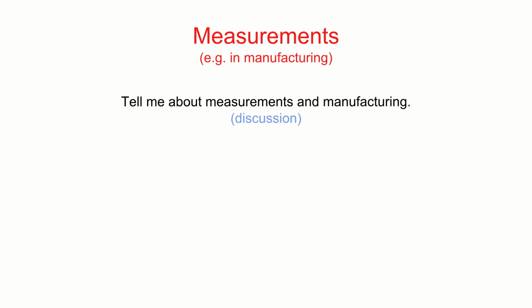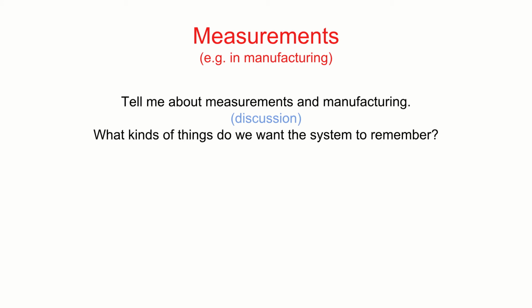Now suppose we've discussed for a while and gave it good context, but we've gotten a bit off track. We want to ask a more specific question to start the modeling process. What can we ask at this point? We can ask, what kinds of things do we want the system to remember? The users are focused, and they simply answer measurements.